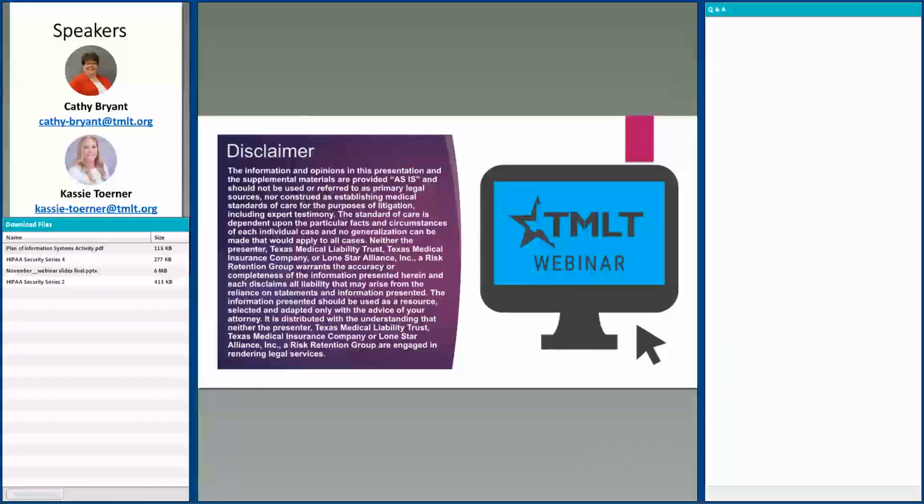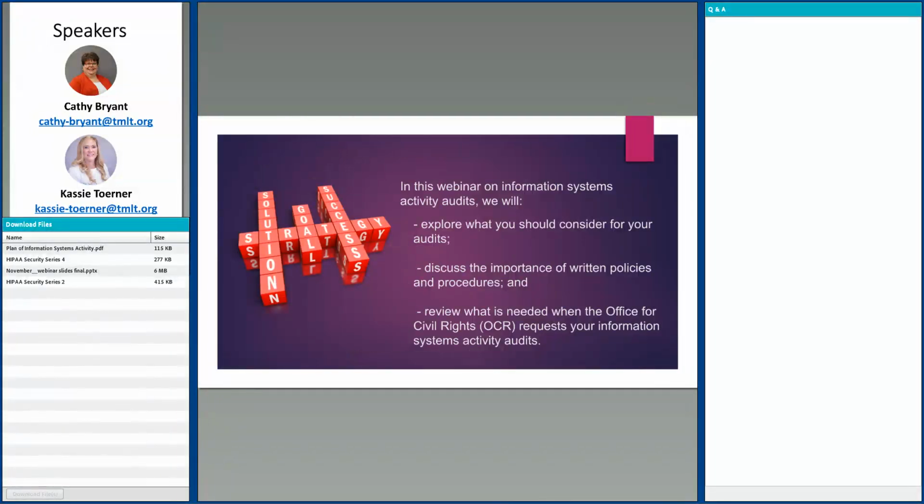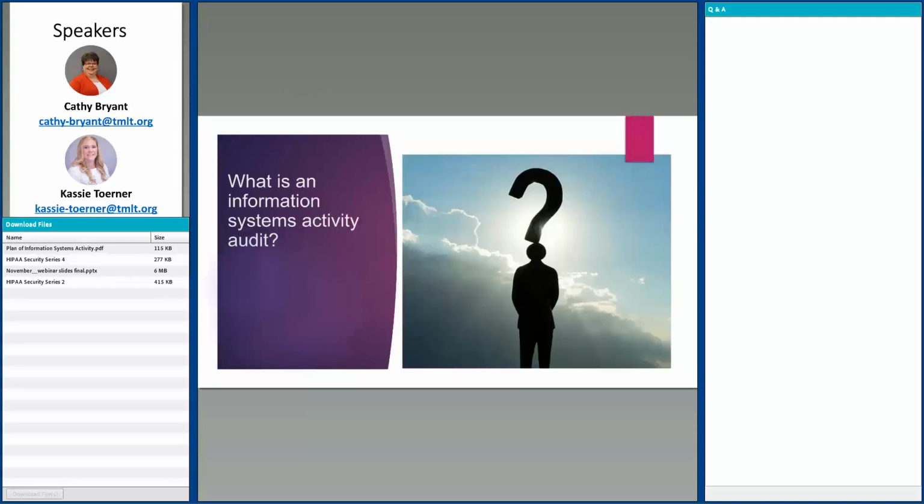We provide for you just a disclaimer that the information and the opinions in this presentation are supplemental material. We are not attorneys and we are not providing legal advice. In this webinar, we're going to cover what you should consider when you start thinking about your audits of your information systems activities, how you need to have written policies and procedures, and review what is needed if the OCR ever asks for evidence of your information systems audits.